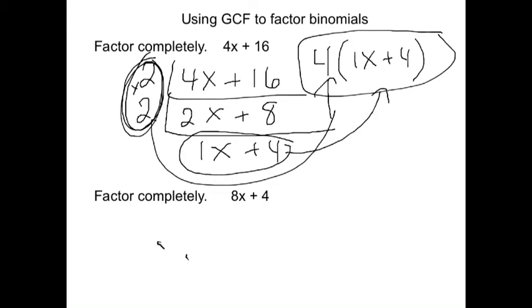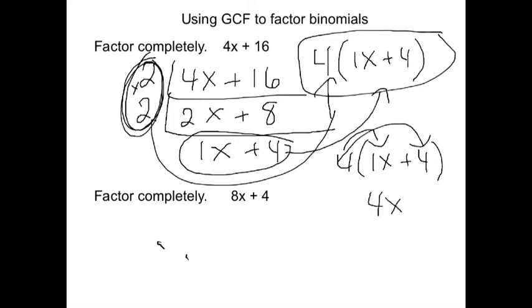The good news about this is we've spent a ton of time distributing, and we can check to make sure our answer is correct by distributing. So when we distribute 4 times 1x, we get 4x. When we distribute 4 times 4, we get positive 16. And that matches. And because that matches, we know that our final answer, 4 times 1x plus 4, is our correct answer.